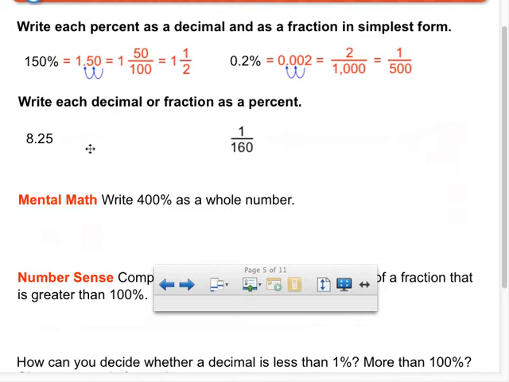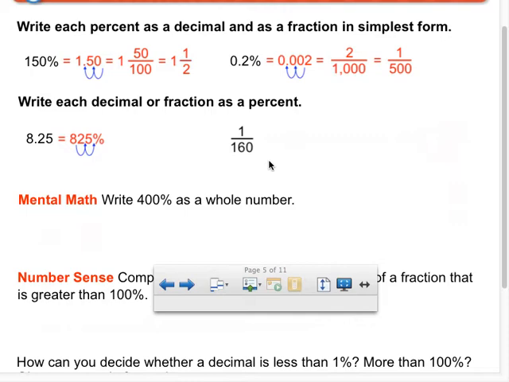Tayana? I need to move it toward where my percent sign is going to be, right? And how many places am I going to move it? 2. So what's it going to be? 825%. Easy, right? Okay. Now this one, I don't have a percent. I got a fraction.